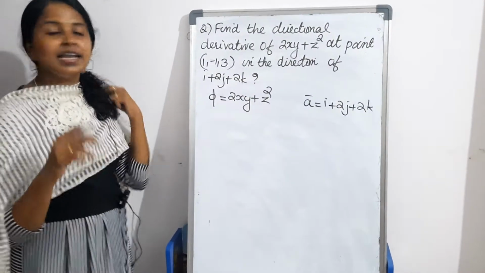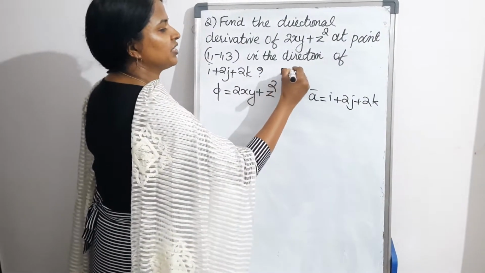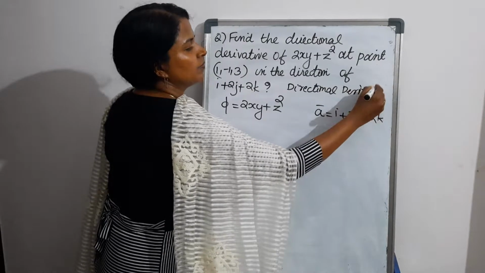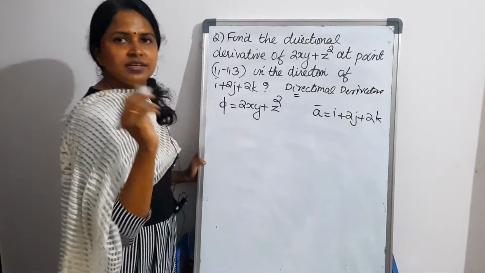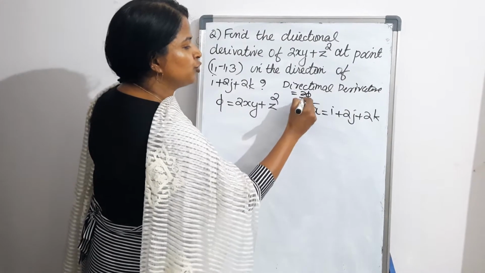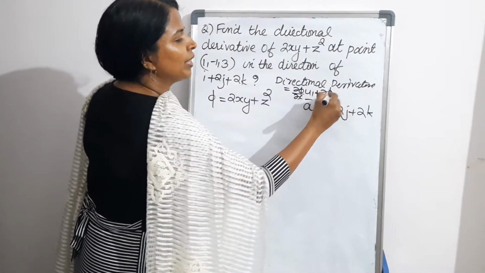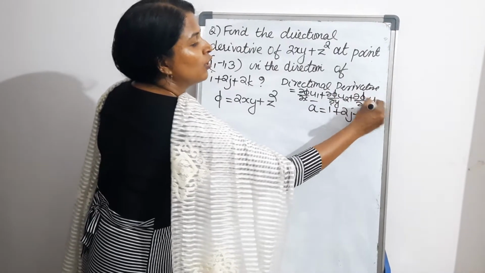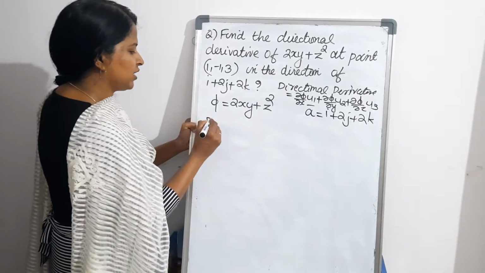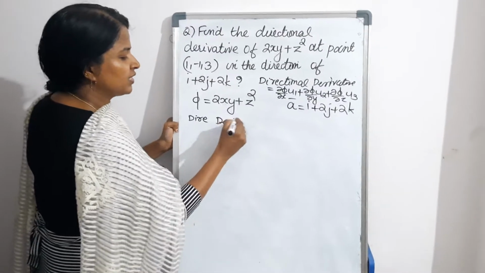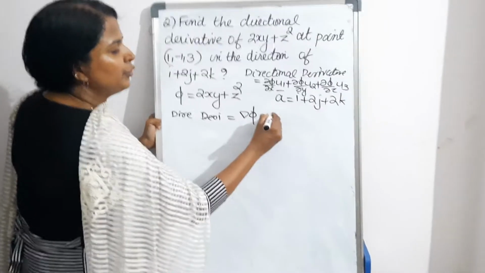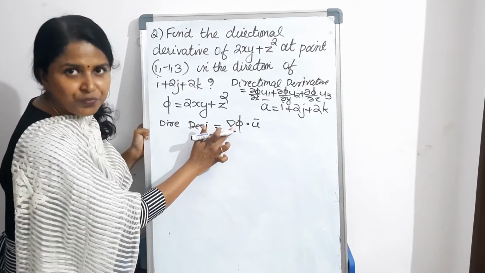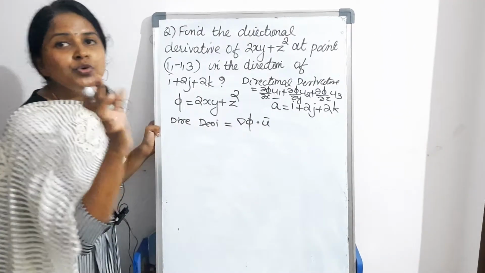Listen, another formula for directional derivative. What is the formula for directional derivative? Directional derivative is dou phi by dou x into u1 plus dou phi by dou y into u2 plus dou phi by dou z into u3. Or another formula: directional derivative is equal to del phi dot u. What is del phi? This is the gradient of phi. Dot u, where u is the unit vector.